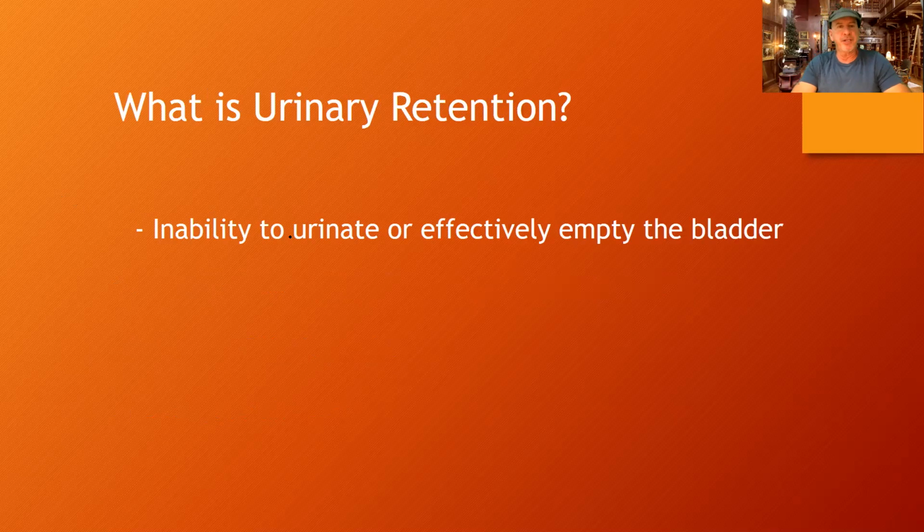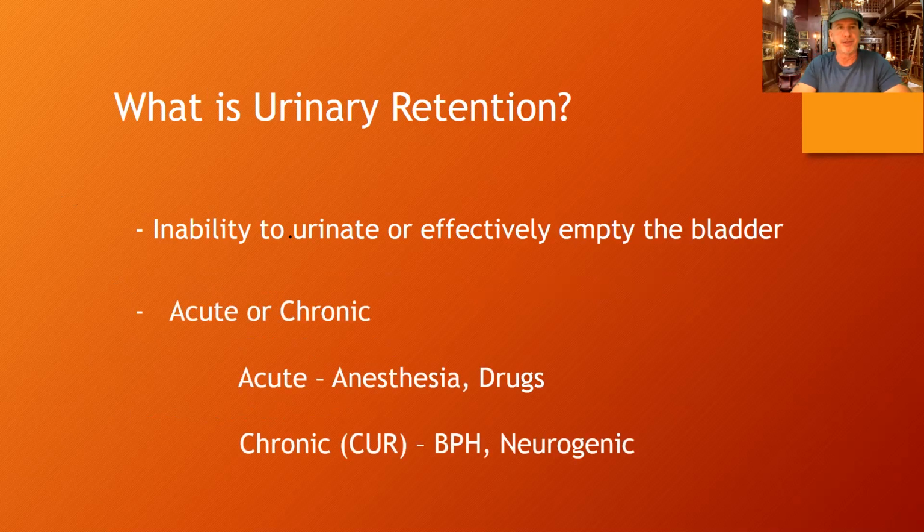Flipping over to urinary retention, this is just the opposite of urinary incontinence. It's the inability to urinate. You can't urinate. There's two different types. There's the acute. This is usually temporary, and it's usually caused by anesthesia. So if somebody had gone into surgery and they come out of surgery, they're having trouble urinating, it was probably the anesthesia. And there's certain drugs also that can cause urinary retention. The good thing about this is when the drugs wear off, they go back to normal.